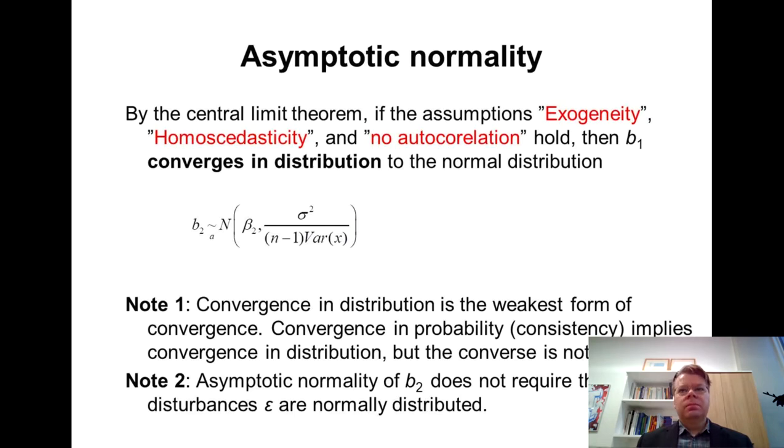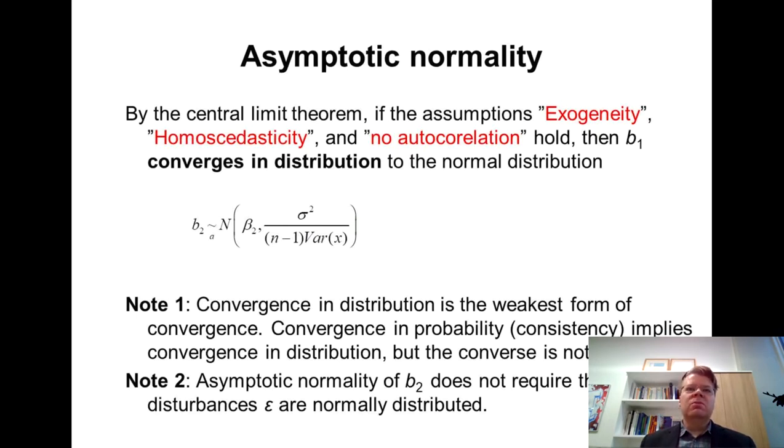then our, here is a typo, we would have B2, not B1. So B2 would converge in distribution to the normal distribution. In the equation, it's correctly stated. In the text, it's B1, but it should be B2. So this our slope B2 converges in distribution to the normal distribution with the mean of beta2 and the variance of sigma squared divided by n minus 1 times the variance of x.